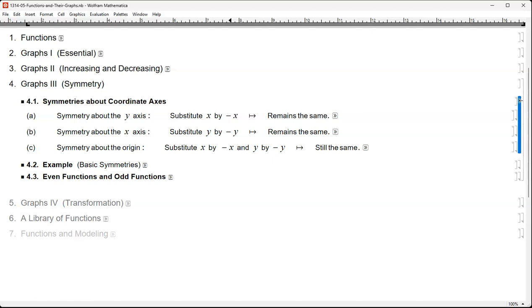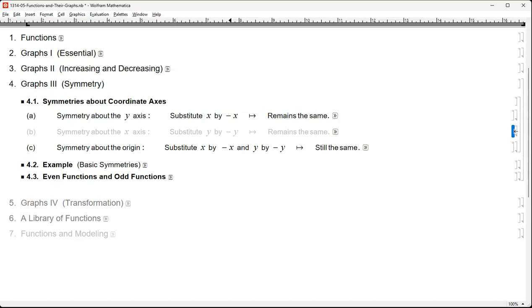So we have these conclusions, just an immediate consequence of what we discussed in lesson 4. Symmetry about the y-axis: substitute x by negative x and see if it remains the same. Symmetry about the x-axis: substitute y by negative y and see if it remains the same, but this does not apply for graphs of functions. It applies for graphs of equations, but for functions it does not apply.